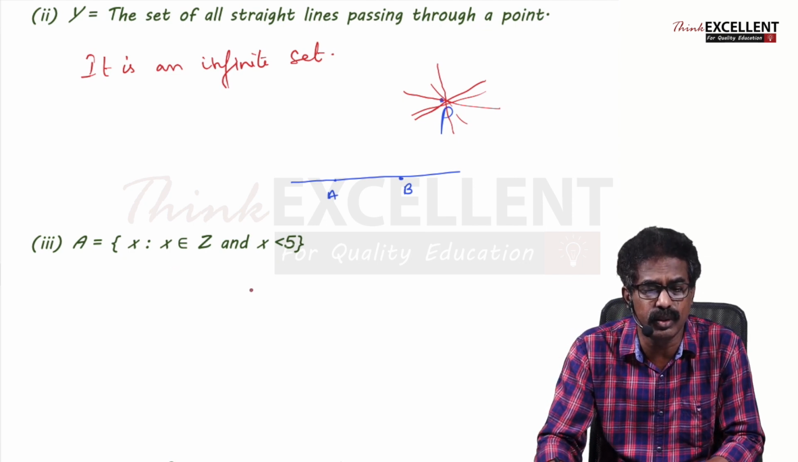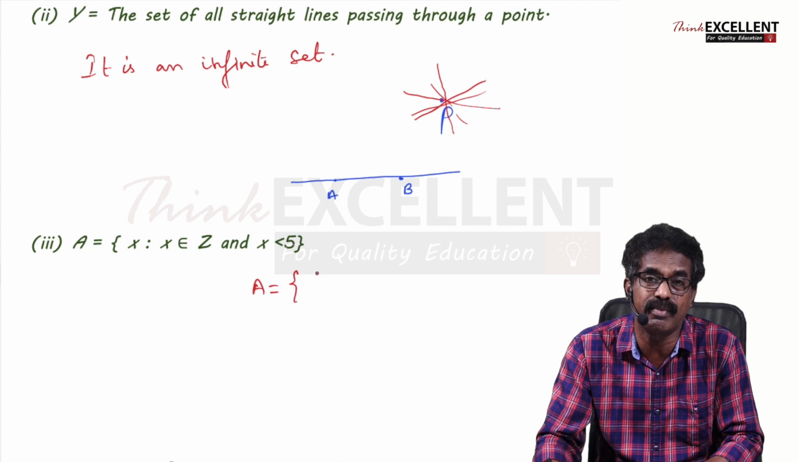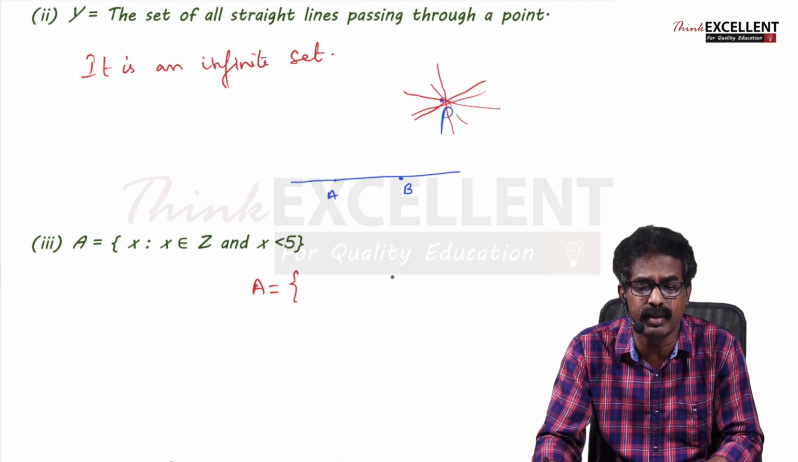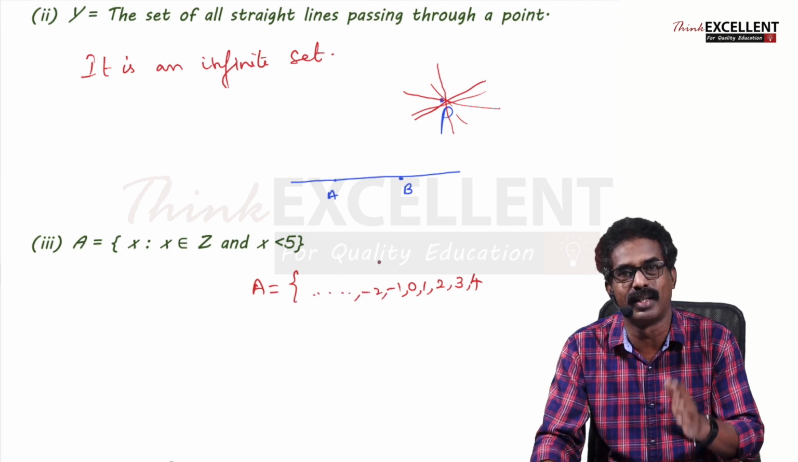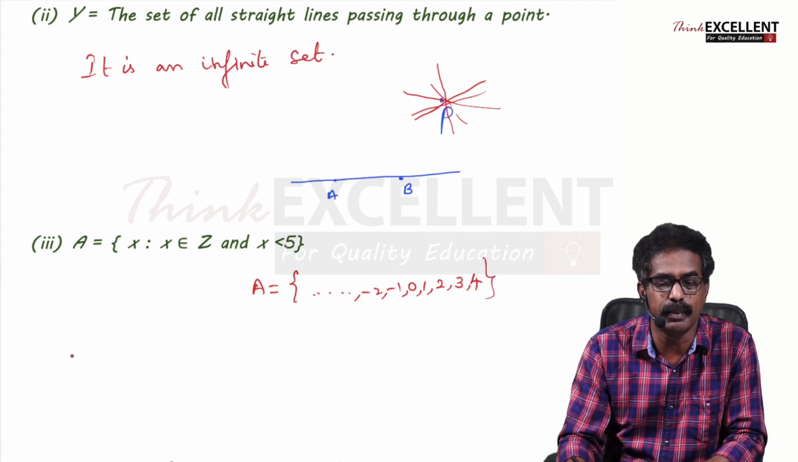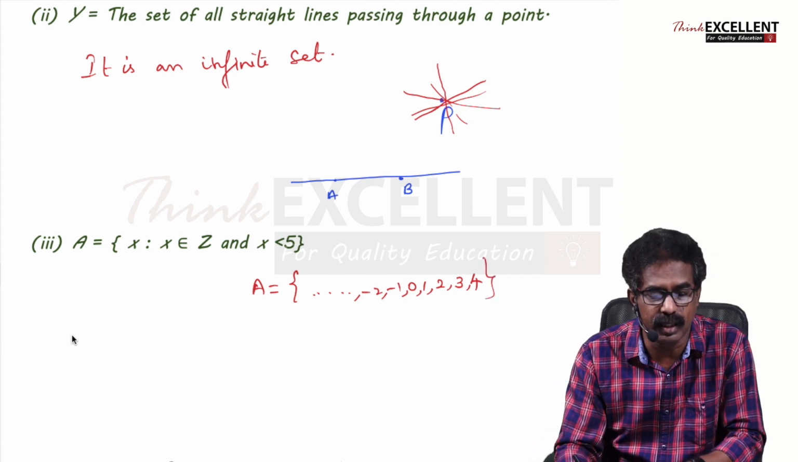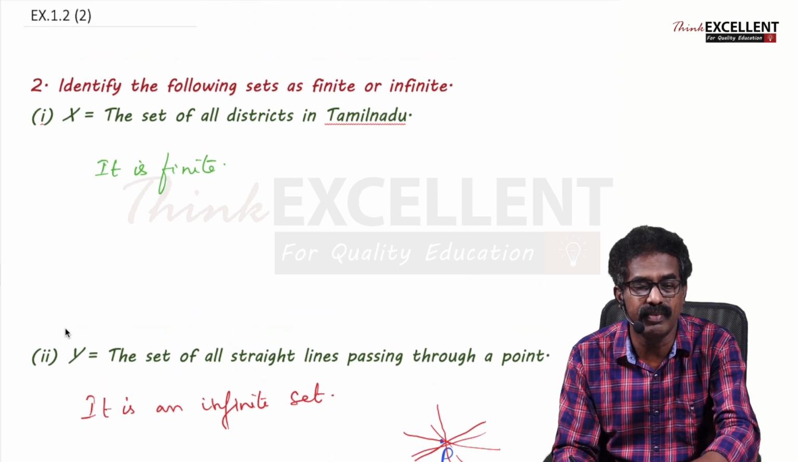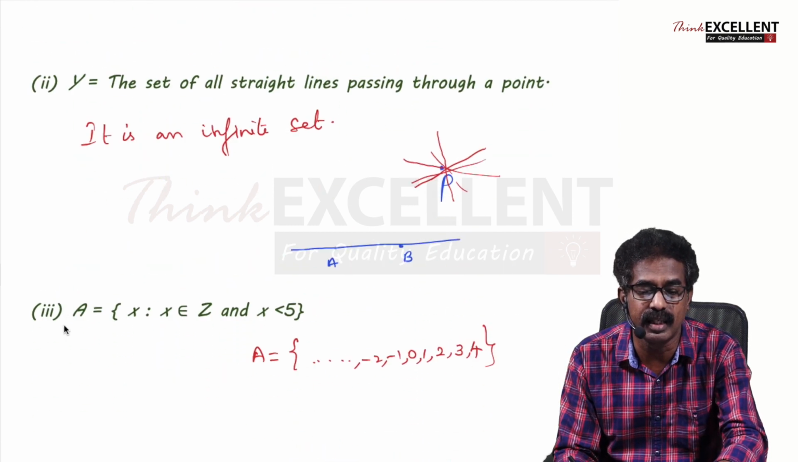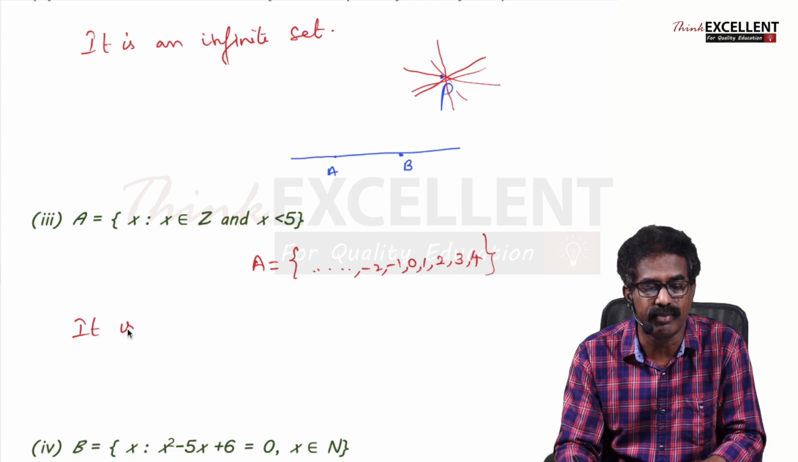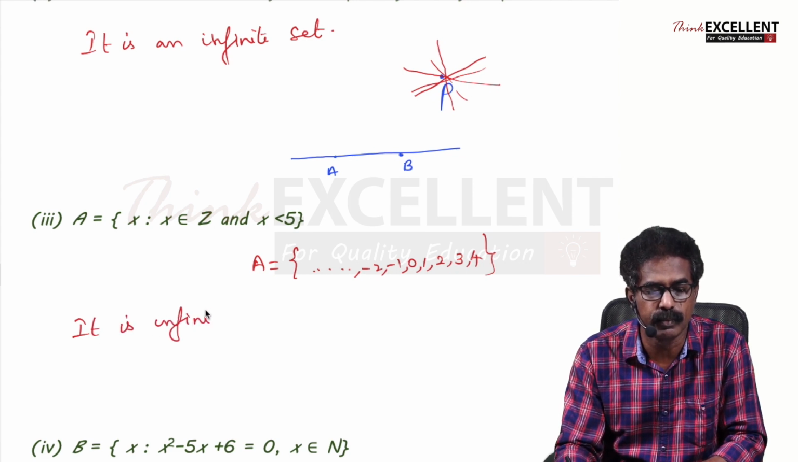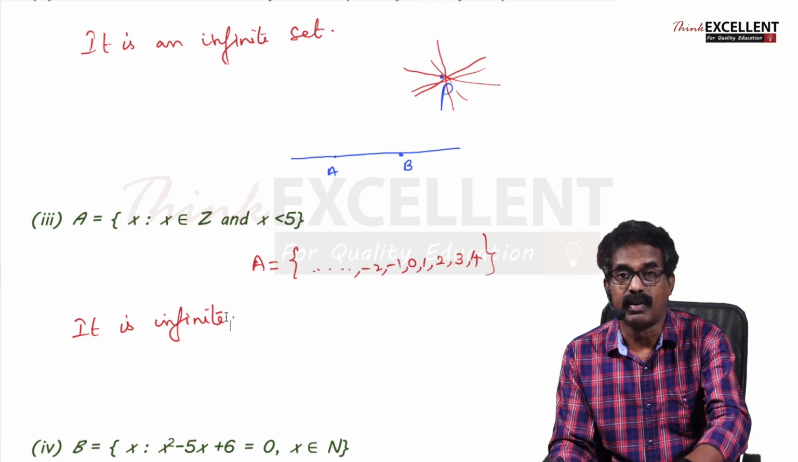Less than 5. So what can you say? What is Z? Below 5. What numbers are there below 5? Don't take 5. 4, 3, 2, 1, 0, minus 1, minus 2, etc. How many? We don't know. It goes on, right? So how many elements does it have? Infinite elements. So it is an infinite set. The question is, identify the following sets as finite or infinite. So it is infinite. The number of elements is infinity.